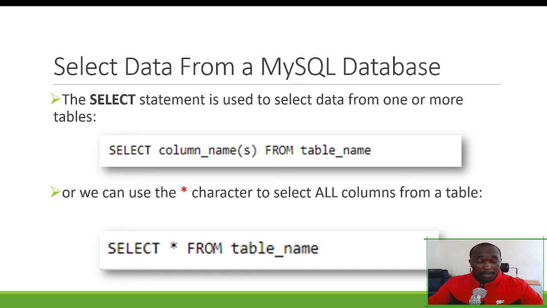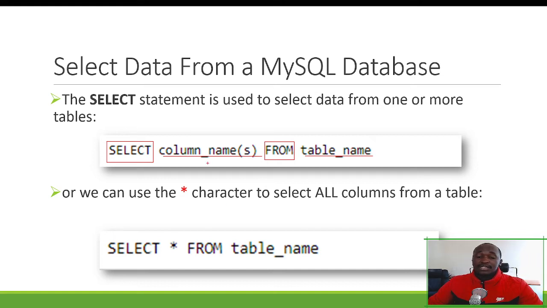Okay, now how do we select data from a MySQL database? We do so using the select statement. It's called the select statement. Here you provide the list of columns, comma separated, that you want to retrieve data from. Then we have the keyword from, then the table where you want to retrieve data from. So that's how we do it.